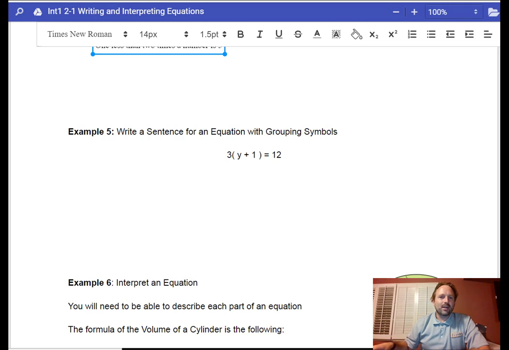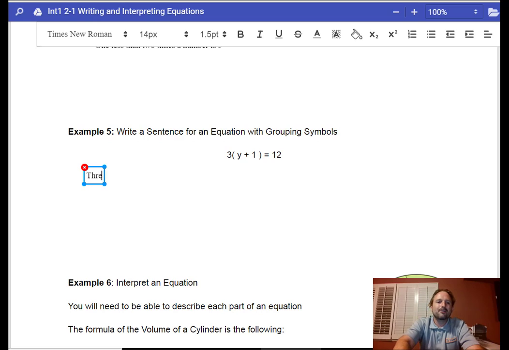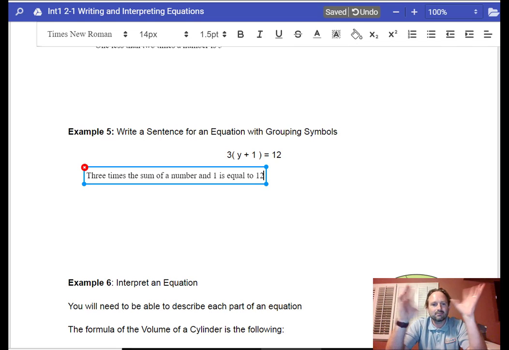Write a sentence for an equation with grouping symbols. Well, this is exactly what we just did. It's going to be 3 times the sum of a number and 1 is equal to 12. The sum makes it so you're going to do this first, the sum of a number and 1. Do that, then multiply by 3, and say that's equal to 12. Done. That's it.